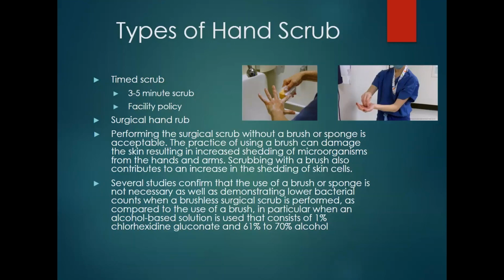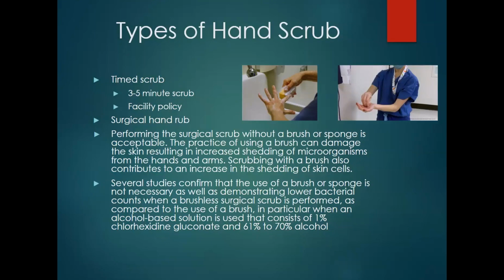Now, the surgical hand rub can be used in place of the surgical scrub unless the facility states otherwise. So performing the surgical scrub without a brush or sponge is acceptable. The practice of using a brush can actually damage the skin, resulting in increased shedding of microorganisms from the hands and arms. So scrubbing with the brush also contributes to an increase in the shedding of skin cells. You want to do a gentle scrub, guys.